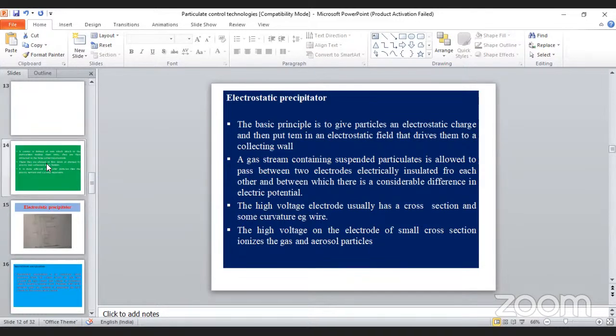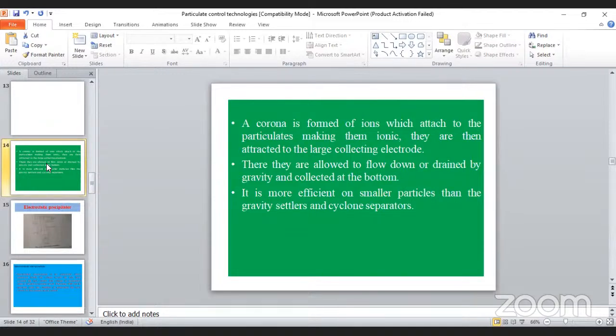Once it gets ionized, then corona is formed. That is the core area where the potential is very high, and it is formed of ions that are very active and fully charged. This corona is formed of ions which attach to the particulates. Then the particulates become ionic.